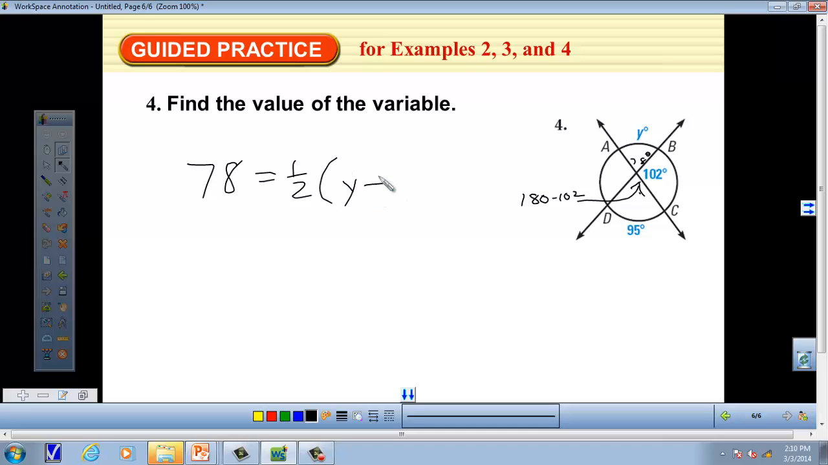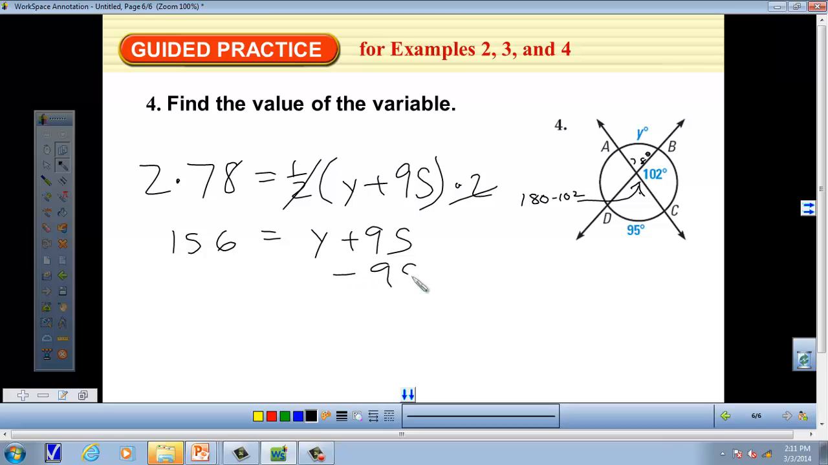1/2 y plus 95. We really don't want to multiply the 1/2 out because this is odd and there's no number here. So I'm going to multiply both sides by 2. 1/2 of 2 is 1. Over here we get 156, and here we get y plus 95. Subtracting 95 from both sides, we get y equals 61. So this arc right here, arc AB, ends up being 61 degrees.